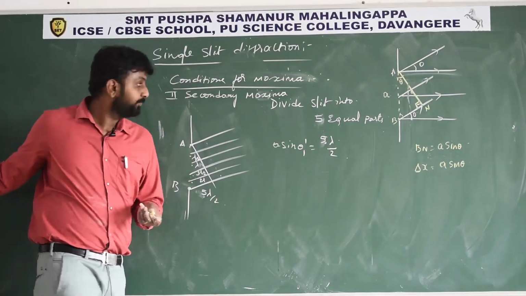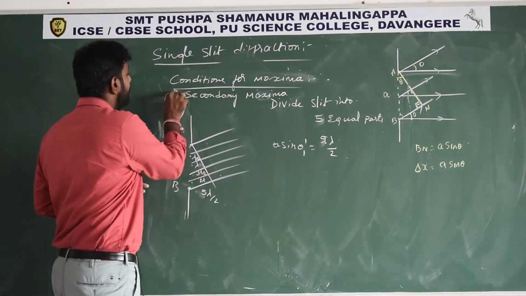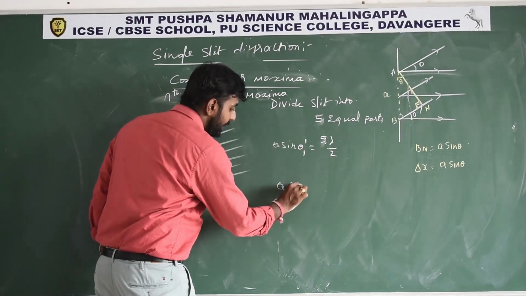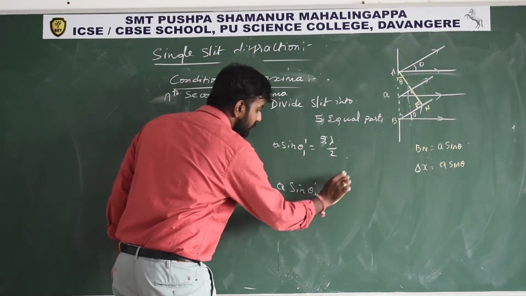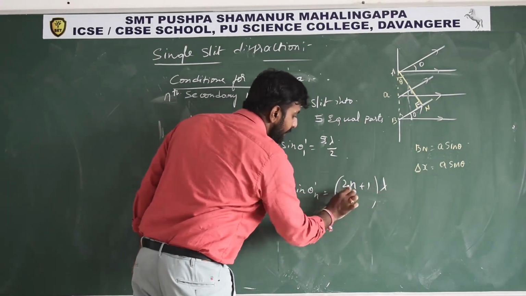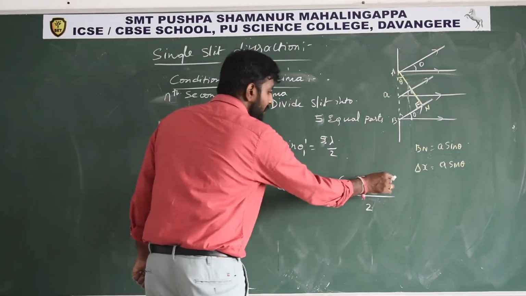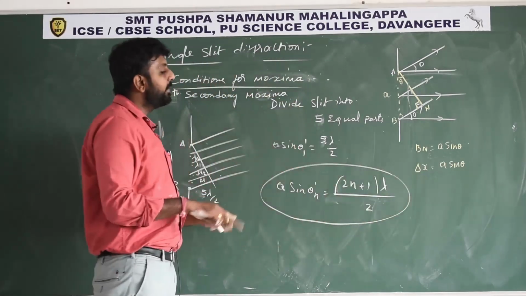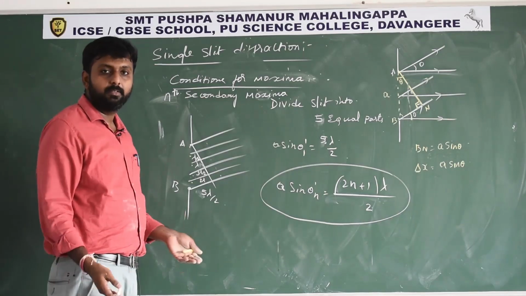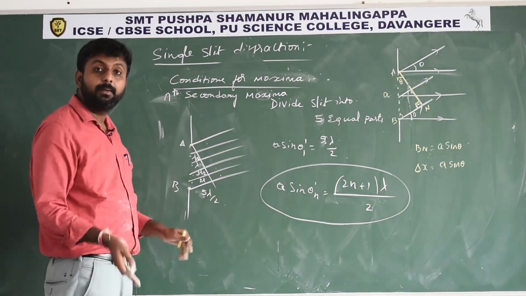And next, similarly for the nth secondary maxima, the formula is A sin theta dash n equals 2n plus 1 lambda by 2. This is the condition. So in interference you can consider 2n minus 1 lambda by 2 or 2n plus 1 lambda by 2 as the path difference. That is for a dark fringe. But here 2n plus 1 lambda by 2 is for a bright fringe.